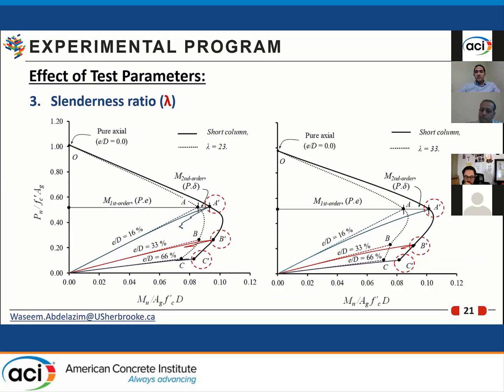The effect of slenderness ratio also can be discussed through the plotted experimental BM interaction diagrams, in which the solid line defines the cross-section strength, while the dotted line defines the slender column behavior. At all eccentricity to diameter ratios, increasing the slenderness ratio from 23 up to 33 increased the second order effects, with more pronounced values at an eccentricity to diameter ratio ranging from 0.16 up to 0.33.